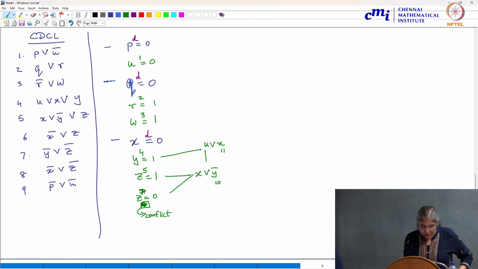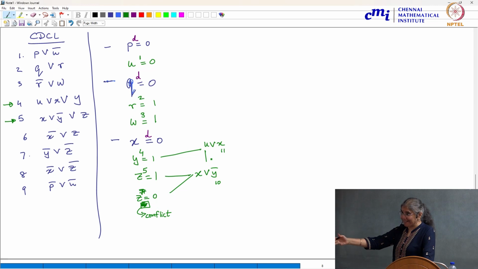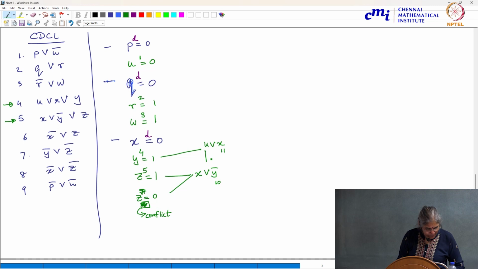So clause 4 is U X Y. And clause 5 will give you U X and Z. And here I have got a shorter clause, U X. Now this is again a heuristic. Are shorter clauses better than longer clauses? They should be better because they will more quickly become unit. So you are trying to look for the short clauses. Okay, so here we have U or X.